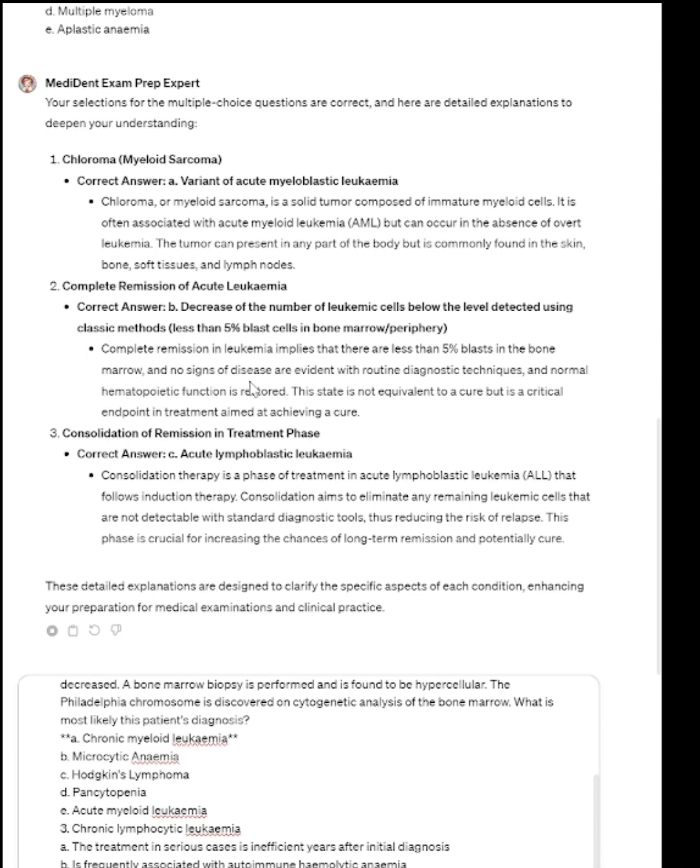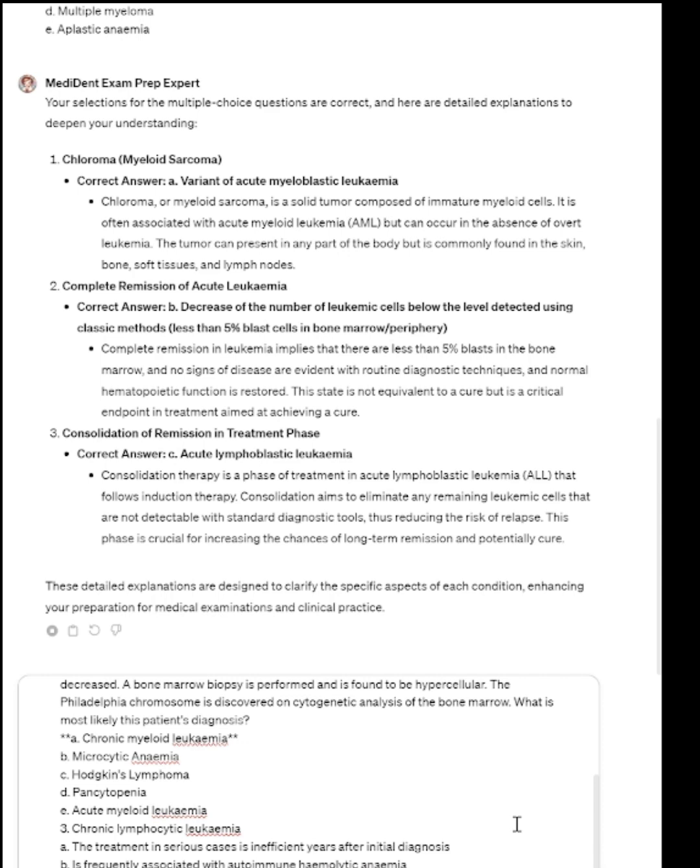2. Complete remission of acute leukemia. Correct answer, B. Decrease of the number of leukemic cells below the level detected using classic methods, less than 5% blast cells in bone marrow. Complete remission in leukemia implies that there are less than 5% blasts in the bone marrow and no signs of disease are evident with routine diagnostic techniques, and normal hematopoietic function is restored. This state is not equivalent to a cure, but is a critical endpoint in treatment aimed at achieving a cure.